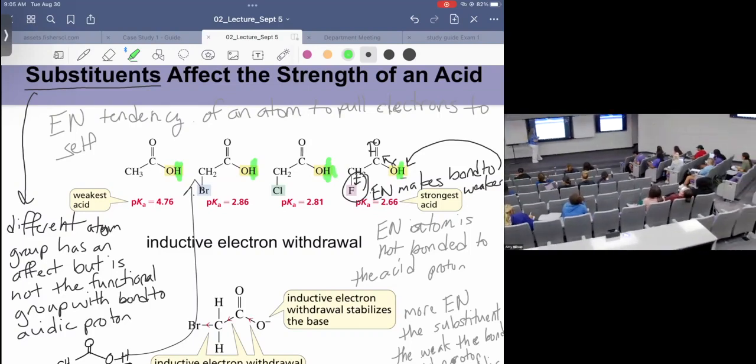And the process of the halogen withdrawing electrons has a fancy name, inductive electron withdrawal. So if you see the term inductive electron withdrawal on your test, don't panic. Vocabulary is going to be really important in this class. Inductive electron withdrawal means you have an electronegative atom that is stealing electrons. So that would be the definition.